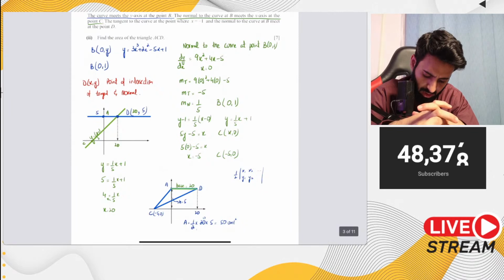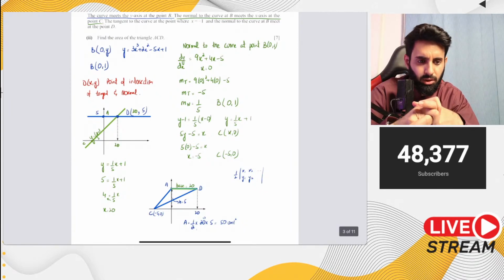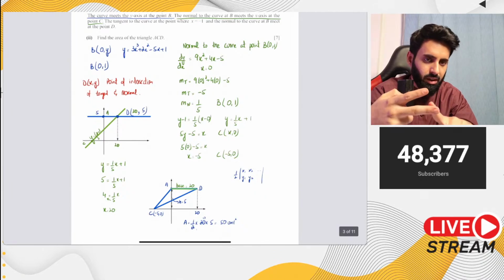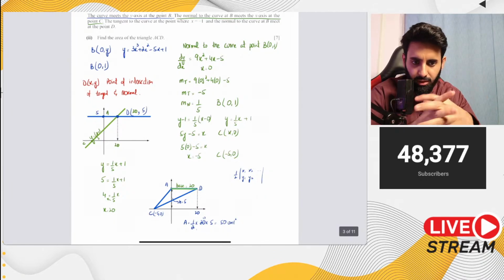Shouldn't the base be CD? No. Just make sure that whatever you take as your base and whatever you take as your height are perpendicular to one another.